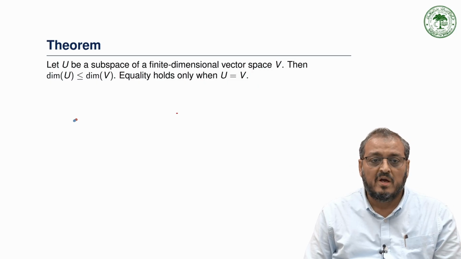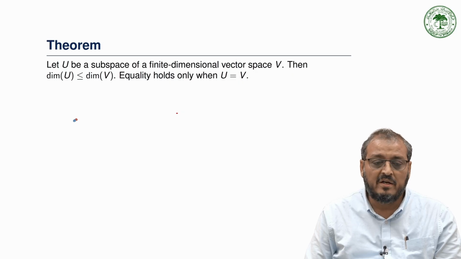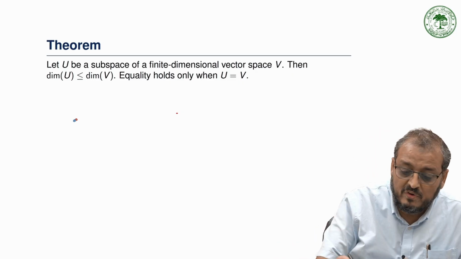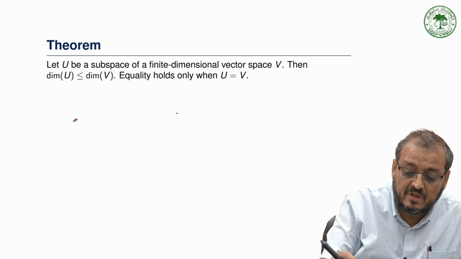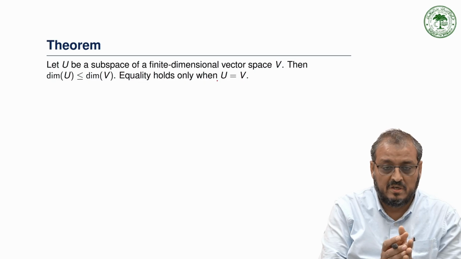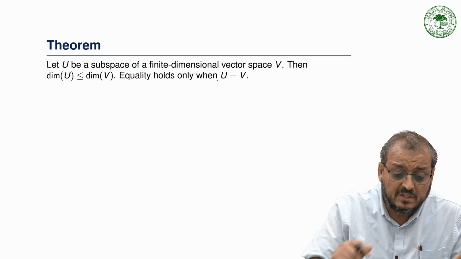Let U be a subspace of a finite dimensional vector space V. Then the dimension of U is less than or equal to the dimension of V, and equality holds when U and V are the same vector space. So let's begin with the proof.